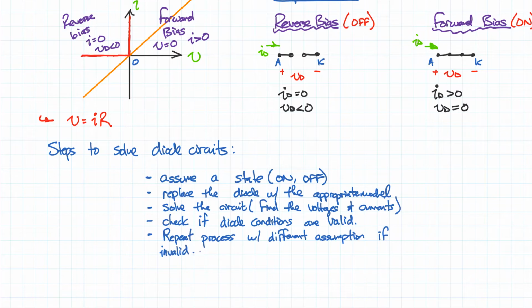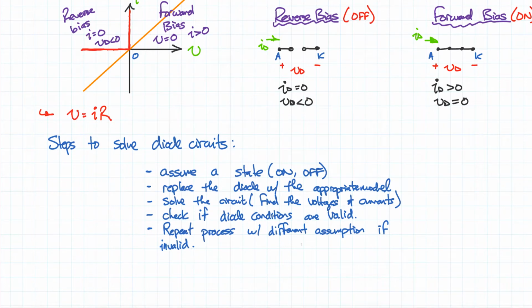So if it's invalid, then you would have to go back, assume the other state or a different combination of states, replace the diode with the appropriate model, solve the circuit, all the voltages and currents, check if the conditions are valid, and then you can go. And if it's correct, then you can go from there. So these are the steps.